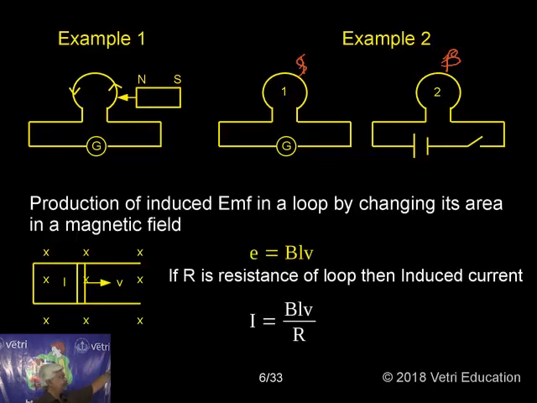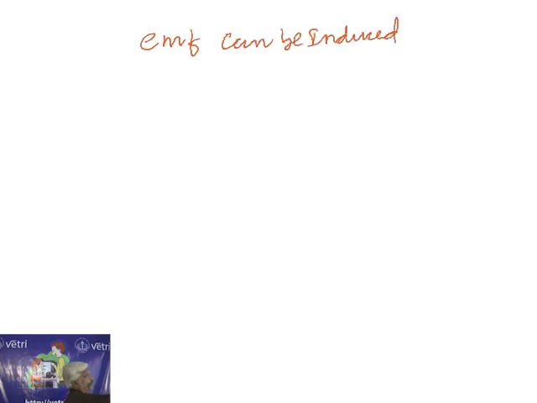Then we can explain our topic here. What is the induced EMF? How is the induced EMF possible? The EMF can be induced in three ways, because we know E is equal to minus N d by dt of BA cos theta, as I have just said.